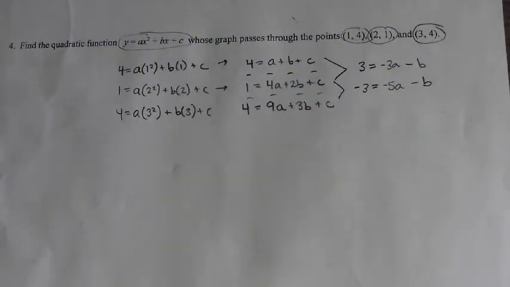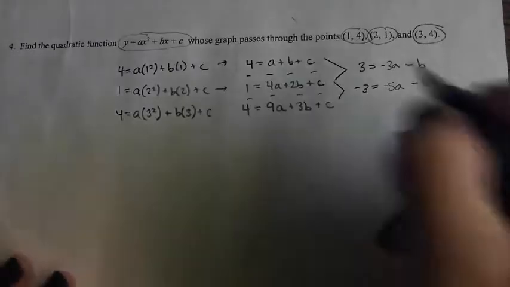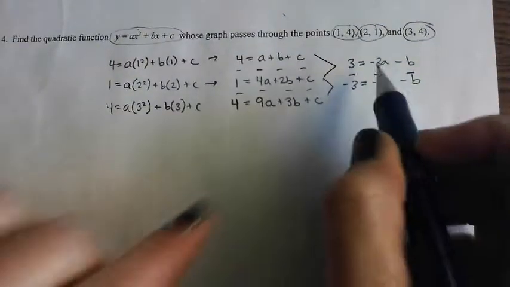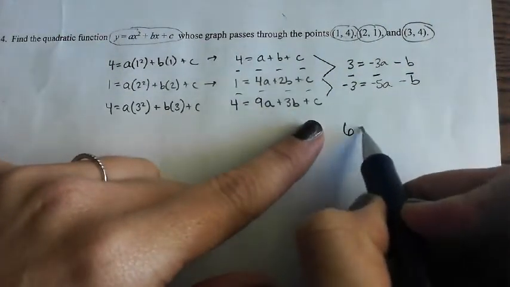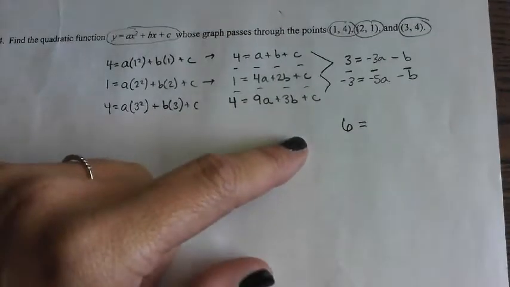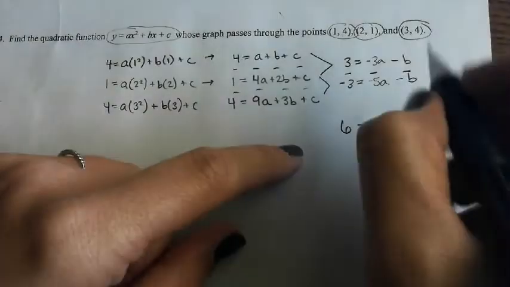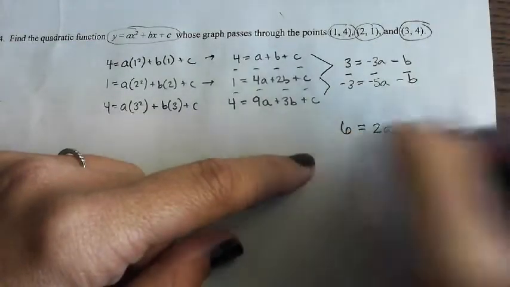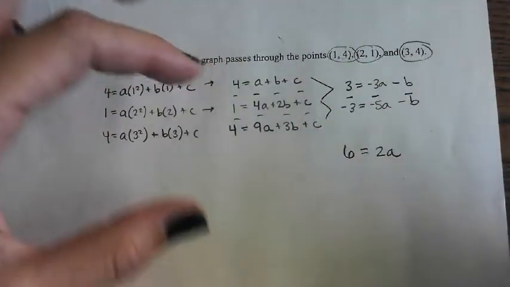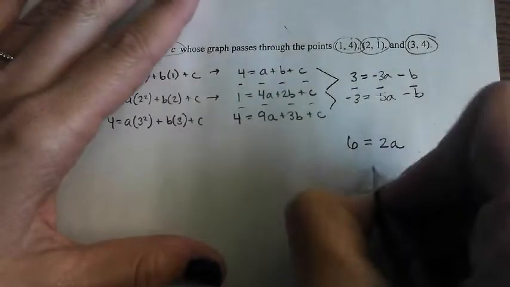And then on my third and final round of elimination, I still don't need a multiplier, which is nice. Sometimes I will, depending on the problem. But again, those b's are already the same. Same sign means subtract. So subtract, subtract, subtract. 3 minus negative 3 is 6. Negative 3 minus negative 5 is negative 3 plus 5, which is 2. And negative b minus negative b is gone. So a is 3.